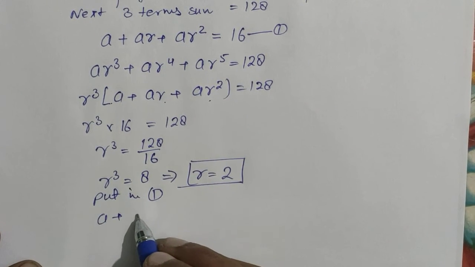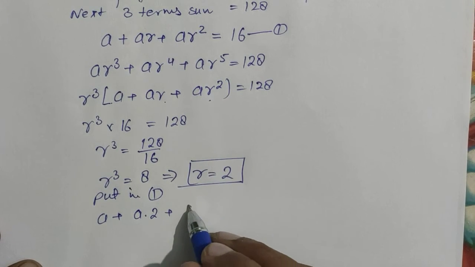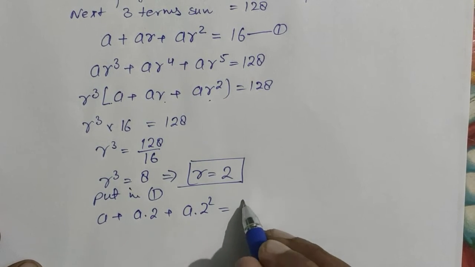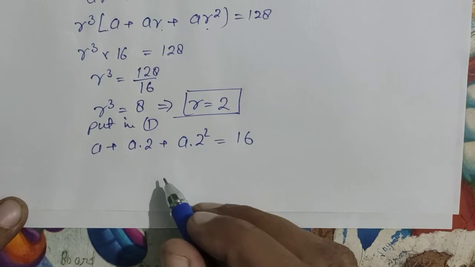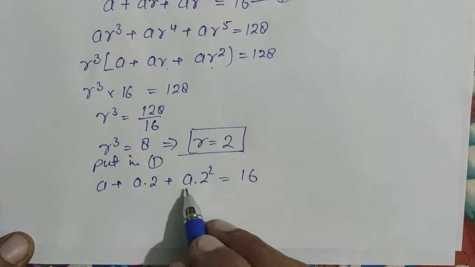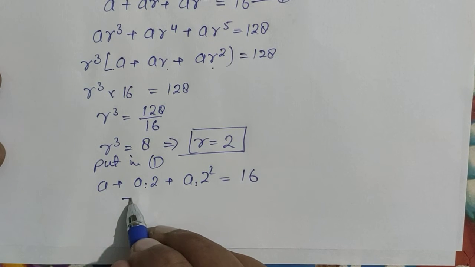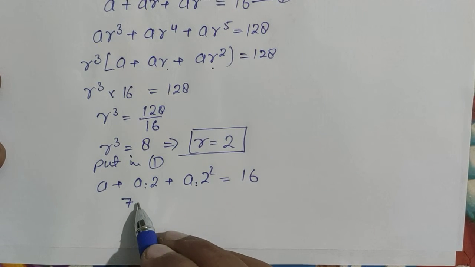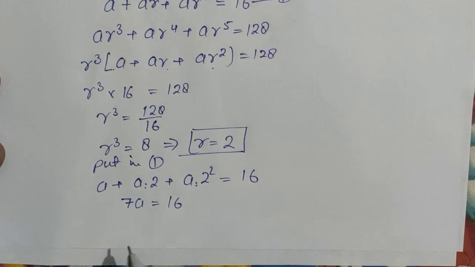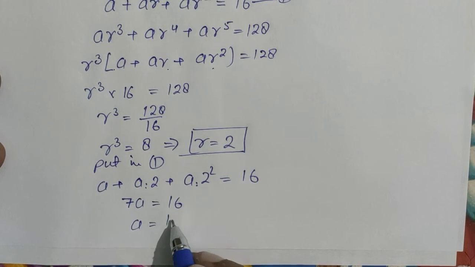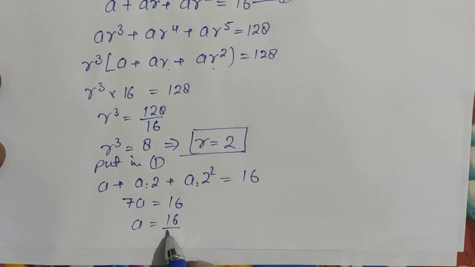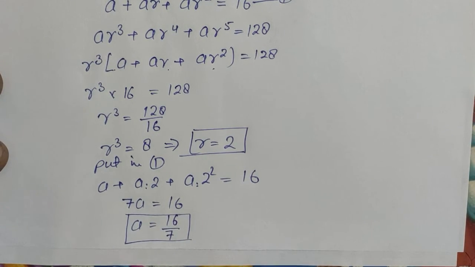a plus a into 2 plus a into 2 squared equals 16. So what's there now? 1 plus 2 plus 4, 7. It is coming 7a equals 16. That means a equals 16 upon 7. First term has come 16 upon 7 and the common ratio is 2.